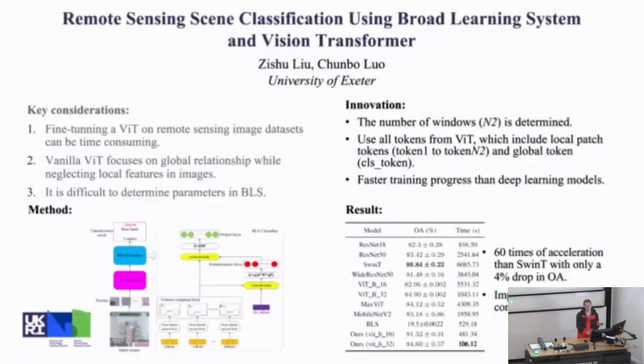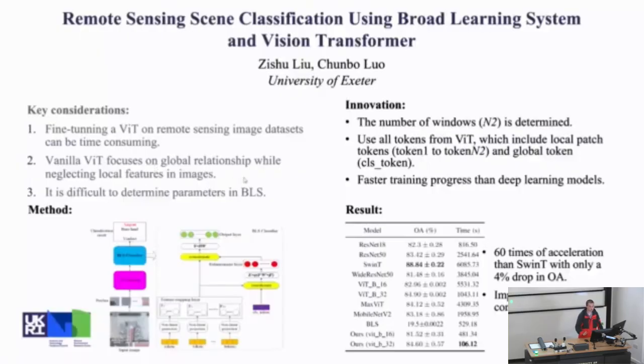I'm Zishu Liu, a PhD student at the University of Exeter, and my poster is about a remote sensing application using a broad learning system and the vision transformer. The problem we find is that fine-tuning the ViT on remote sensing datasets can be very time-consuming. Another problem is that ViTs only focus on the global relationships in the images, while the local features are abandoned during the classification job.